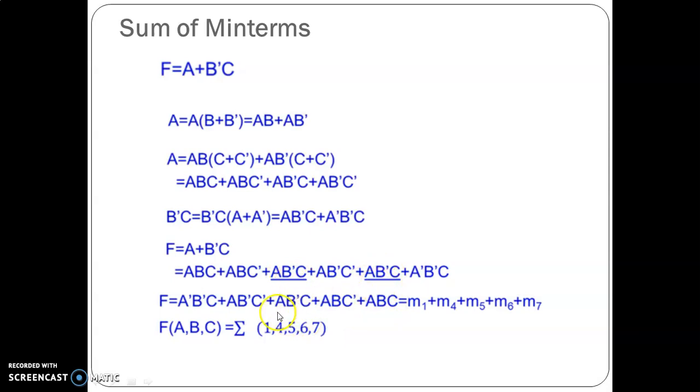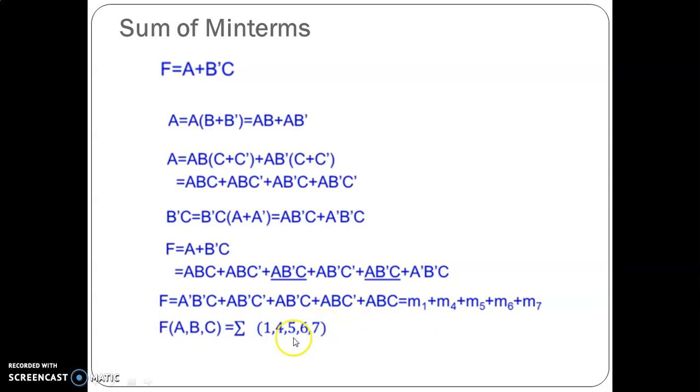So combining these two terms into one term, we get A bar B bar C plus A B bar C bar plus A B bar C plus A B C bar plus A B C. This corresponds to minterm M1, this corresponds to minterm M4, this corresponds to minterm M5, this corresponds to minterm M6, and this corresponds to minterm M7. So this is now expressed as a sum of minterms, sum of 1, 4, 5, 6, 7.